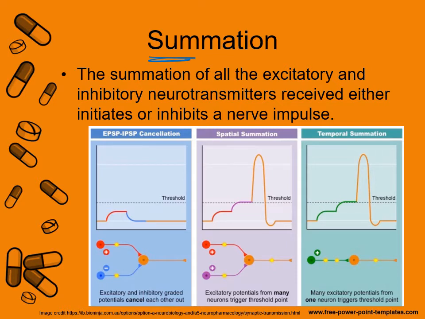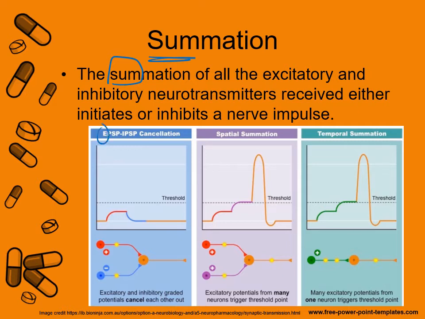Summation. Summation is this idea of lots of different neurotransmitters coming together at the same postsynaptic cell and having some sum effect, literally adding together the sum. So summation is literally just adding up all of the different stimuli that are hitting a single neuron.